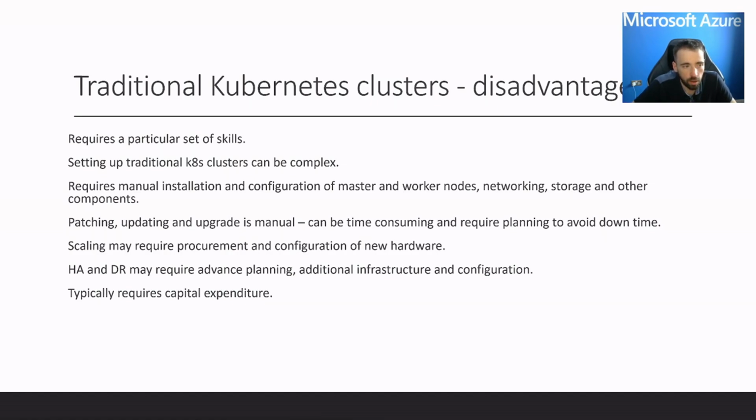HA and DR would require advanced planning, additional infrastructure and configuration, so it could require separate data centers and fast internet connections, and it also typically requires capital expenditure. As with many on-premises solutions, typically they require us to foot the bill early on for all the hardware, installation, and configuration, and then over time they have lower operational costs.